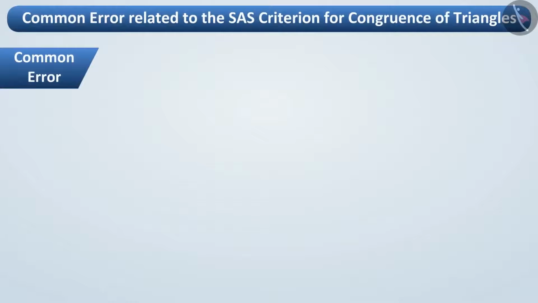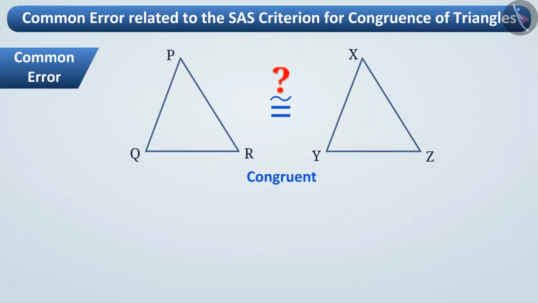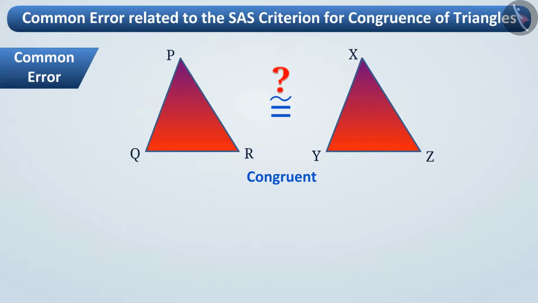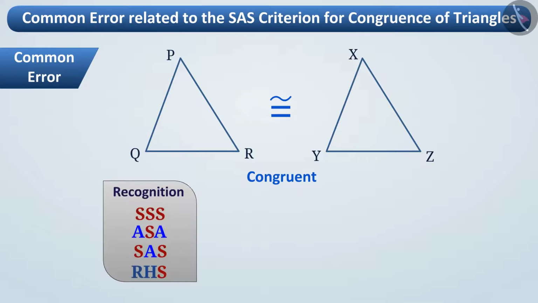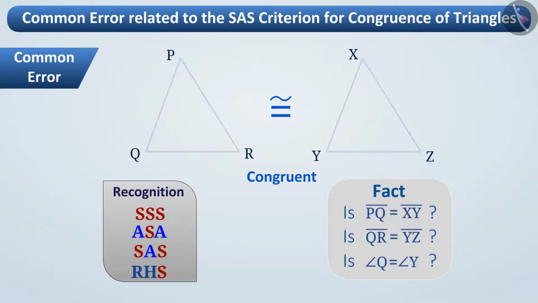Let's see a common error. If children are asked whether the following triangle is congruent or not, then children see that both triangles look alike, so they give the answer, yes. But it is wrong to do so. In geometry, a concept is clarified not on the basis of recognition but on the basis of true facts. The two triangles are definitely visible here, but we have no proper facts to explain that they are congruent. Therefore, we can't say here whether the two triangles are congruent or not.